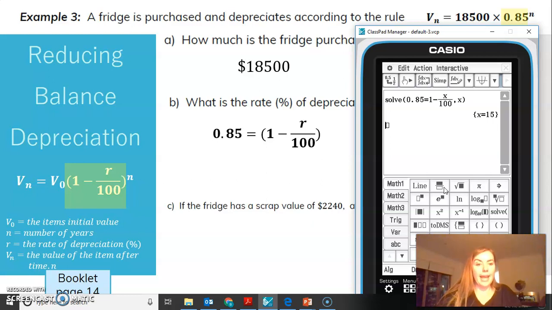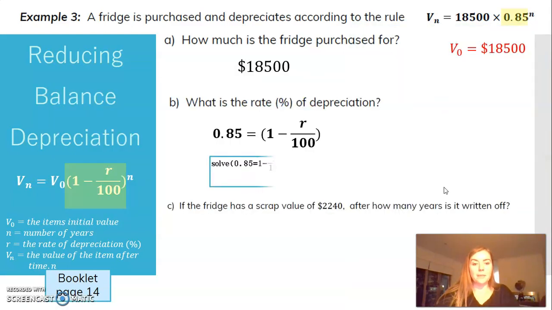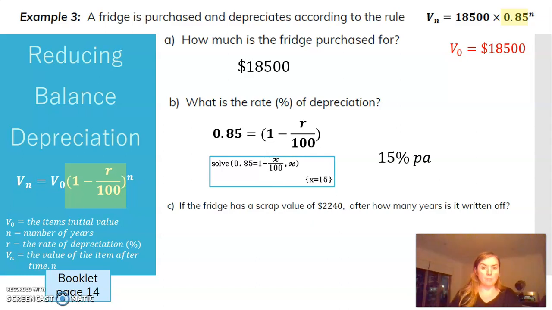That's giving me an x of 15, which is telling me, sorry, I'll just get back to the slide there, which is telling me that my interest rate is 15% per annum. I say interest rate, it's not interest rate, it's a depreciation rate rather. So the rate of depreciation is 15% per annum for this fridge.